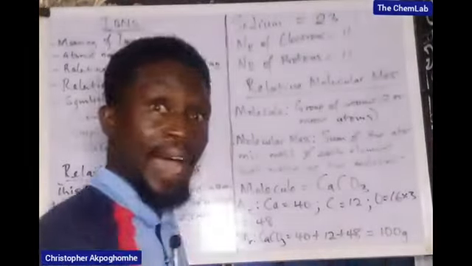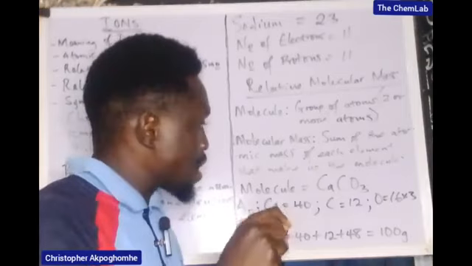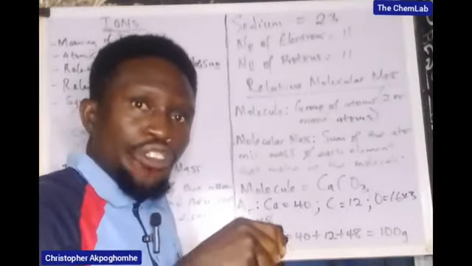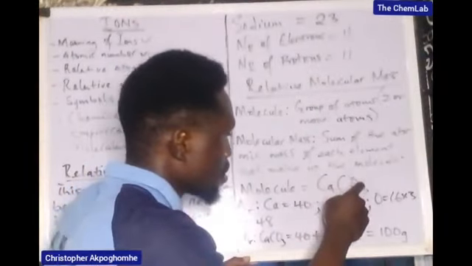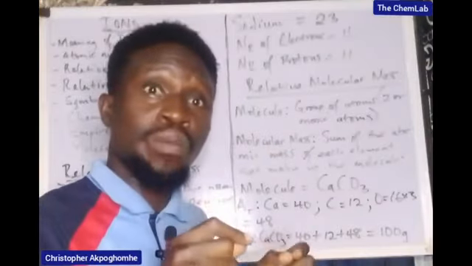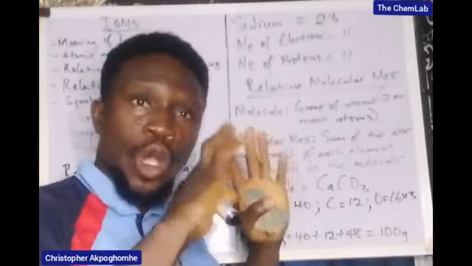So the relative molecular mass, that is the molecular mass of this molecule, is 100 gram, by adding the atomic mass of each of the elements, calcium, carbon, oxygen, or by adding the atomic mass of each atom that makes up the molecule.